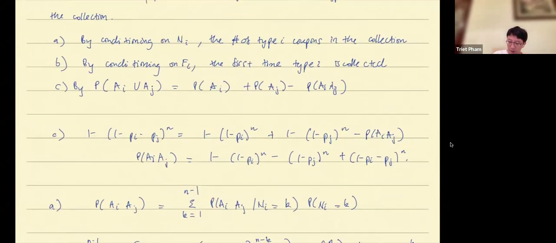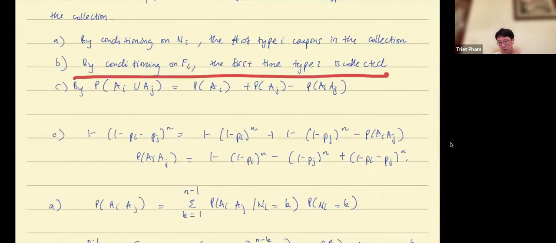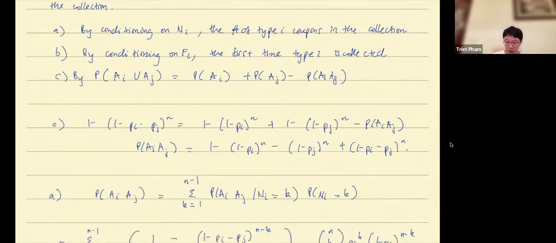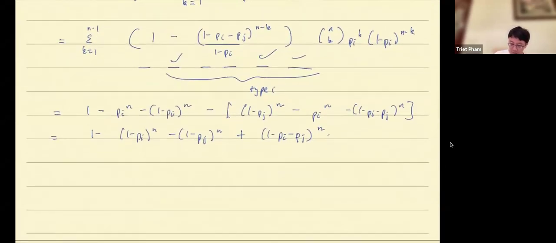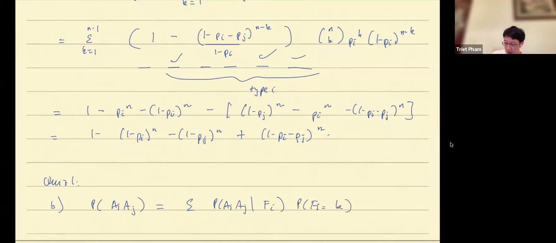So now we have part B to do. Part B asks you to condition on a stopping time, the first time type I is collected in the coupon. Of course, this first time runs from where to where? So this is your first quiz. You're asked to do part B, where the probability of A_i A_j will be the sum over k of the probability of A_i A_j conditioned on F_i equals k, times the probability F_i equals k. Now k runs from where to where?